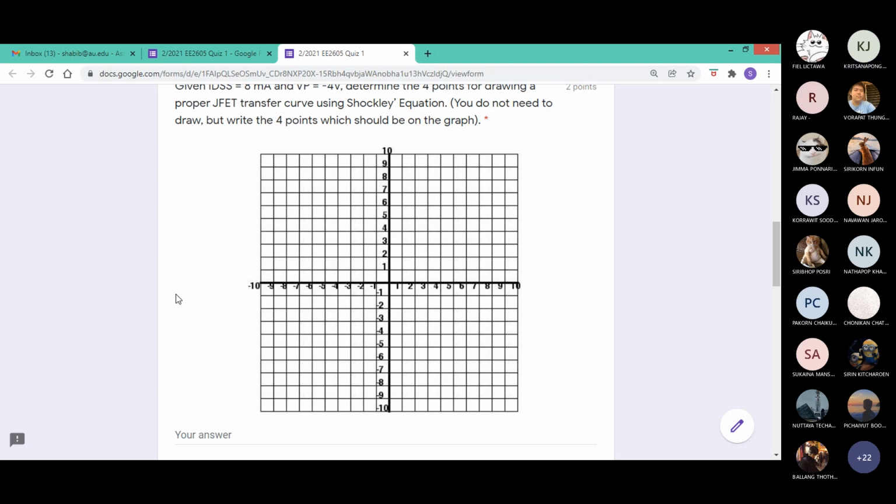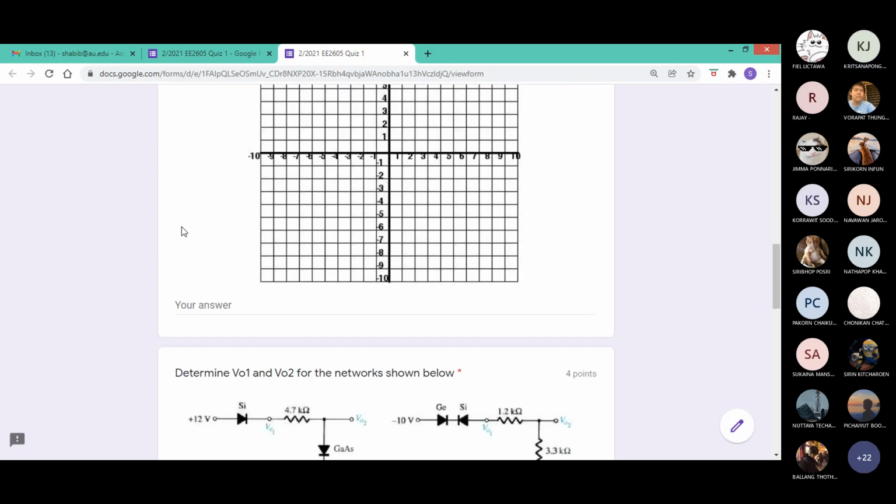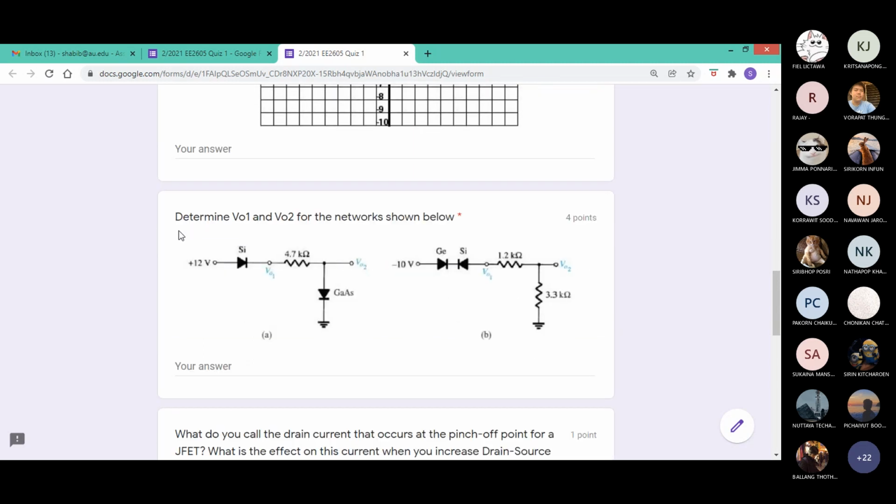The next one is the diode circuit. There were two circuits. When you have a circuit like this, the first thing to do is determine whether the diode is on or off. Let's see. This is silicon, the anode is here, and you're applying a plus voltage, so most likely it is on. The minus voltage is here. There's a little bit of voltage drop: 12 minus 0.7, this point is 11.3.